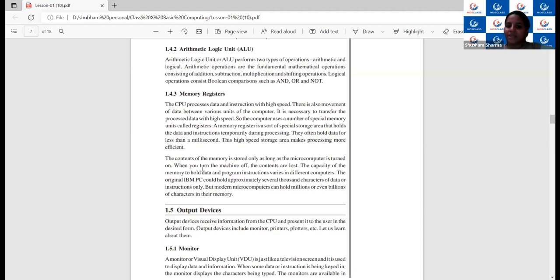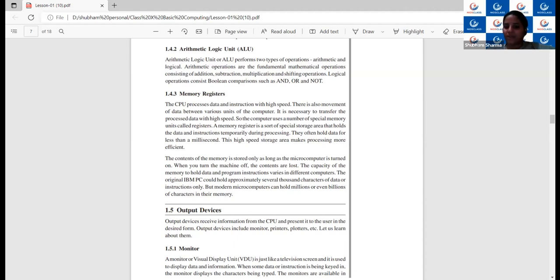Okay. The capacity of the memory to hold data and instructions varies in different computers. The original IBM PC could hold approximately several thousand characters of data or instructions only. But modern microcomputers can hold millions or even billions of characters in their memory.